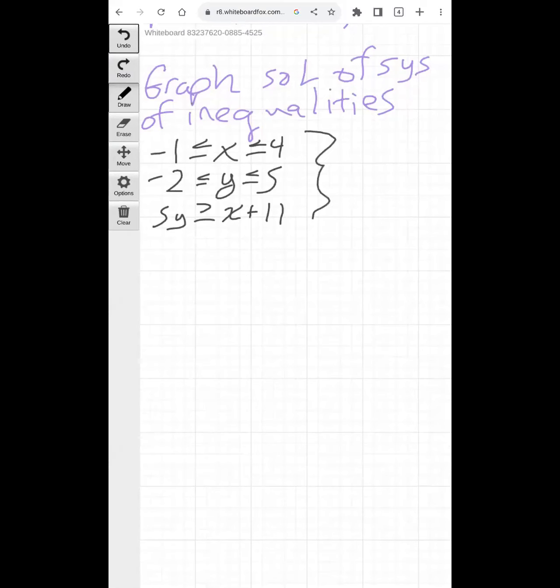The solution of the system of inequalities is going to be the area on a graph where these inequalities all intersect one another. So in order to find that without using a calculator, we're going to have to graph each inequality.